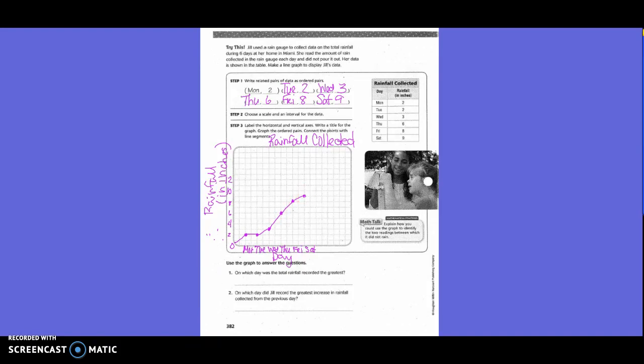So use the graph to answer the questions. On which day was the total rainfall recorded the greatest? So which day was the greatest? Saturday. On which day did Jill record the greatest increase in rainfall collected from the previous day? So where was the biggest difference? Wednesday to Thursday, so Thursday would have been the biggest increase.